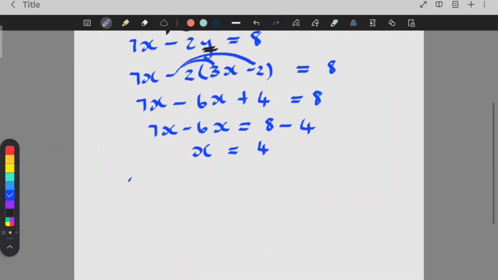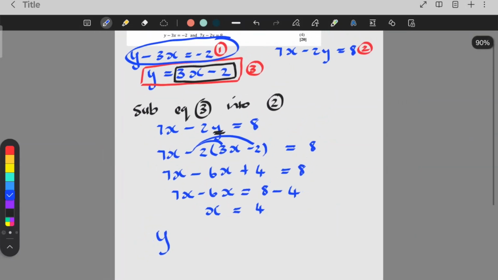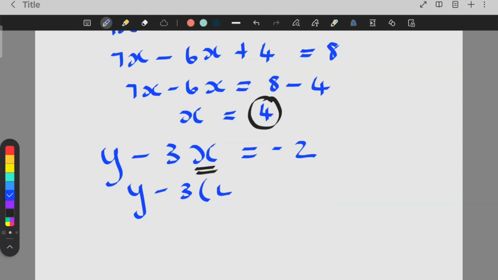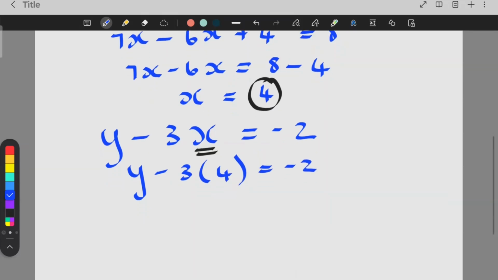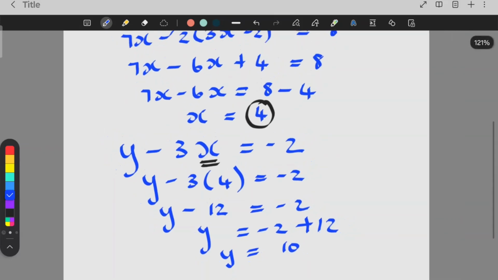So I'm going to write equation number 1 down. Y minus 3x. And now I'm going to make my x 4. So wherever there's an x, I'm just going to make that 4. Y minus 3, this is now 4. And then I just remove the brackets. This is y minus 12. And then I take the 12 over. So this negative 12 becomes a positive 12. I get my y to be 10. And there you solve for x and you solve for y.